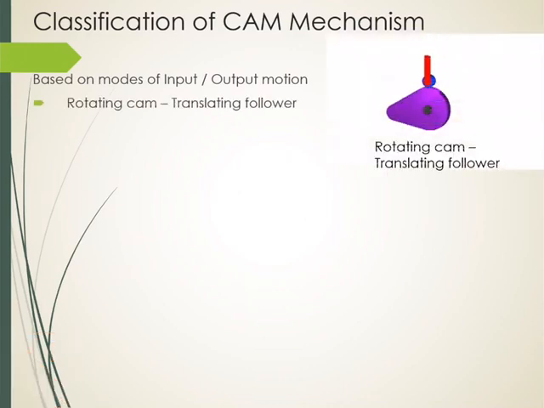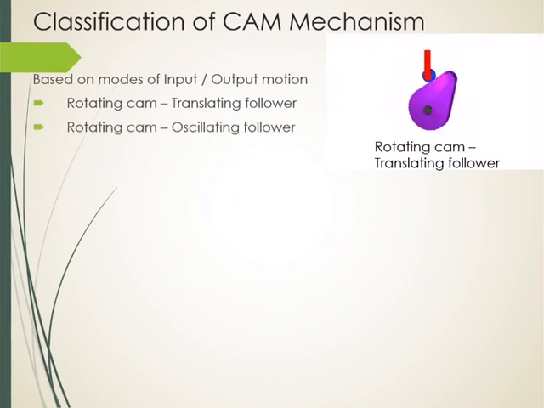The first one is the rotating cam and translating follower. You can see this is an example of a rotating cam and a translating follower. We see that the cam is continuously rotating while the follower has a translating motion. Translating means linear motion.